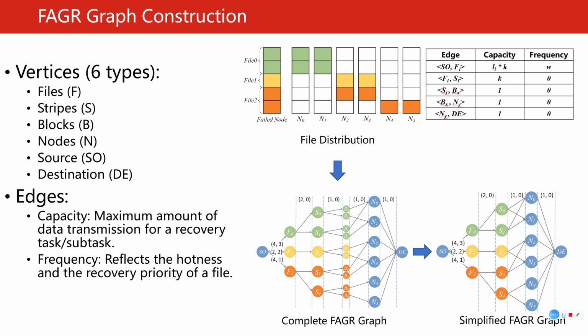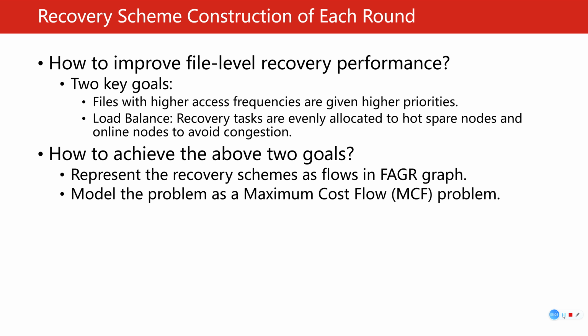The capacity is used to measure the maximum amount of data transmission required for a recovery task or subtask. The access frequencies reflect the hotness and the recovery priority of a file. To improve file level recovery performance, we have two goals. First, files with higher access frequencies are given higher priorities. Second, recovery tasks are evenly allocated to hot spare nodes and online nodes to avoid congestion.